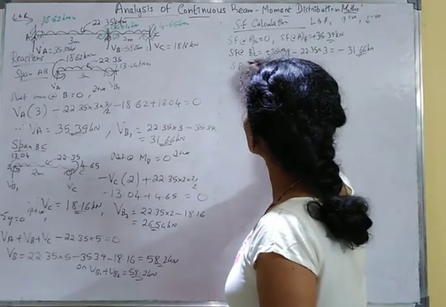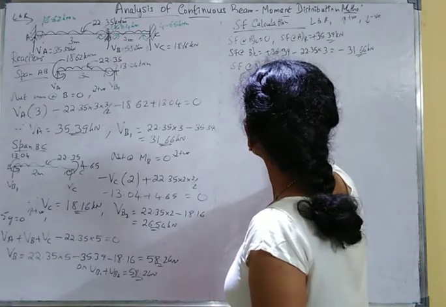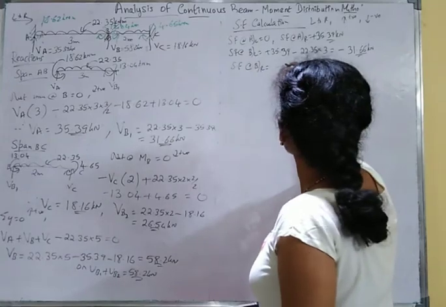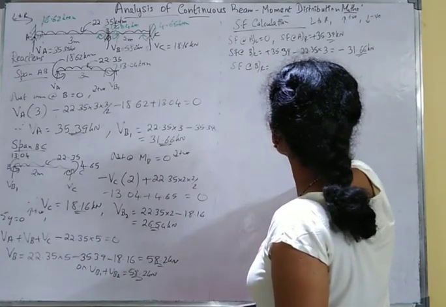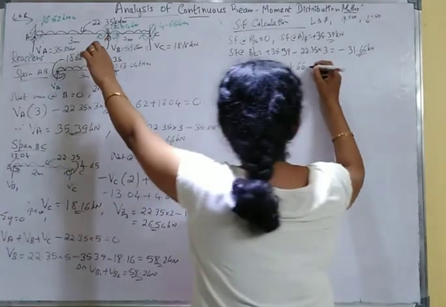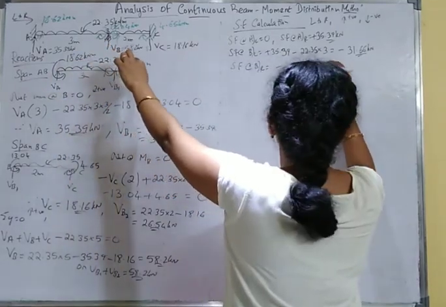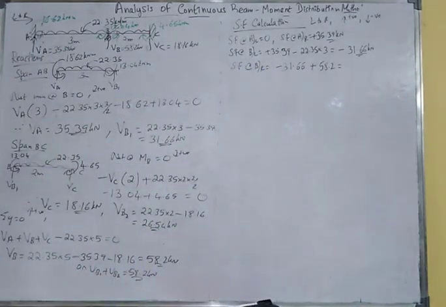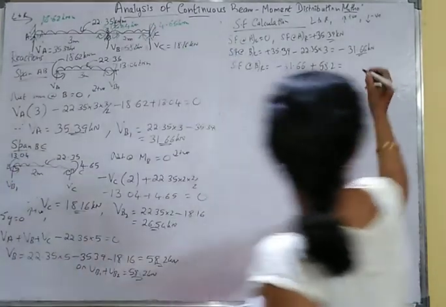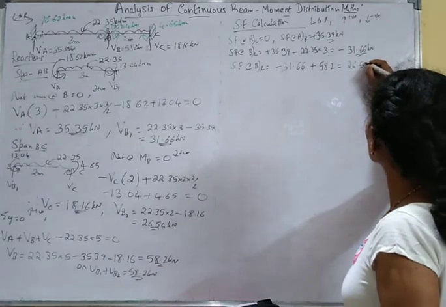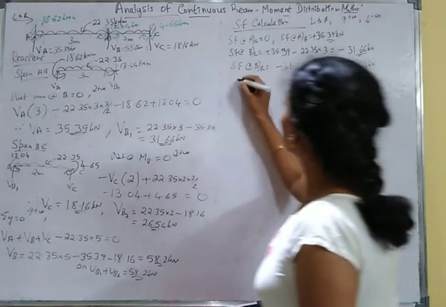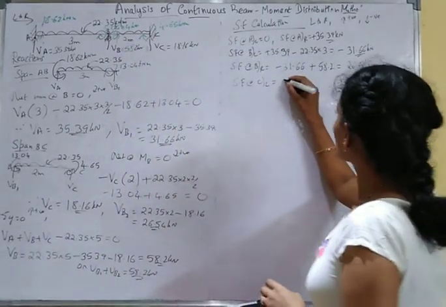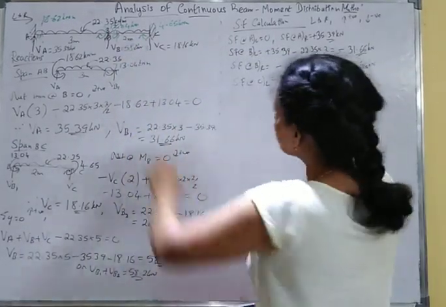Again, shear force at right of B, that is when the section is here, you have minus 31.66. Then this plus 58.2, the value is 26.54 kilonewton. Next, shear force at left of C here, so the previous value is 26.54.